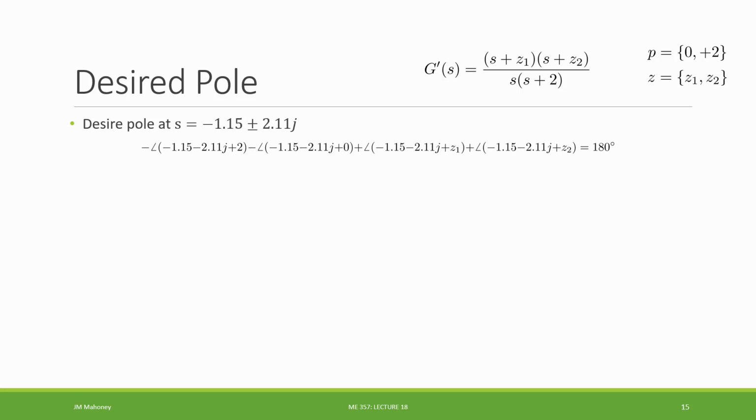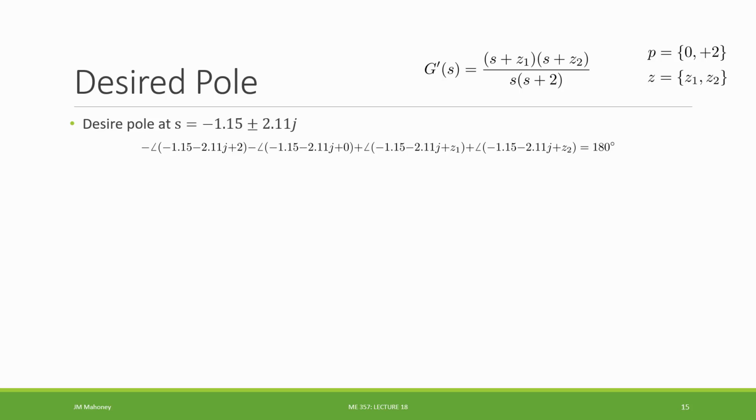Remember, with the poles, I'm going to have them be negative. So the first two terms are negative. Those are coming from the p's at 2 and 0. And then I'm going to add the angles from the z's, the z1 and the z2. So again, notice here that in the place of s, I have one of my desired poles. I chose to use negative 1.15 minus 2.11 j, and that's going to be the s in each of these angle calculations. I could have used negative 1.15 plus 2.11 j. That's also okay, but I would use that everywhere in each of these four terms.